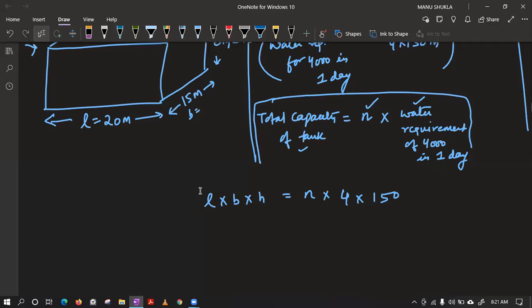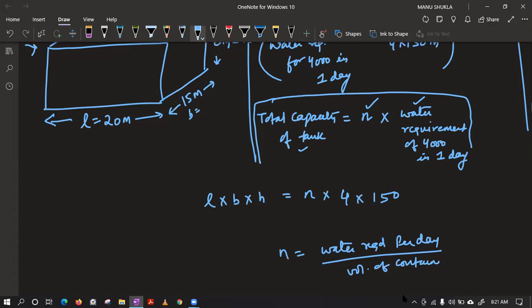Class, please, you also confirm. He is asking, can we write like this? N is equal to water required per day upon volume of container. Please tell, is this okay to write like this? Will this be okay?